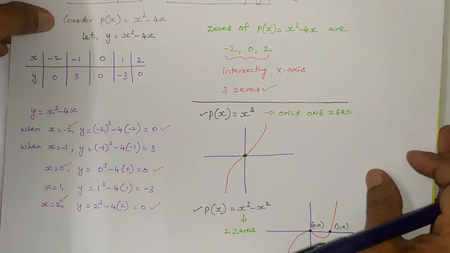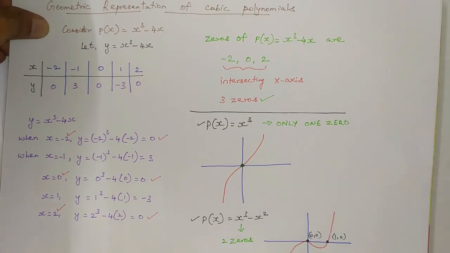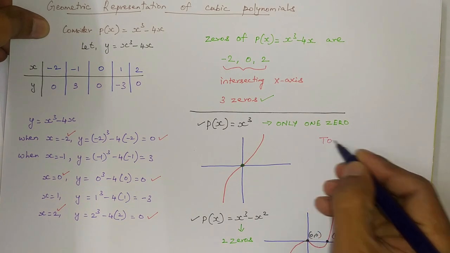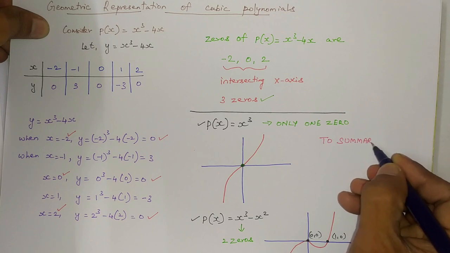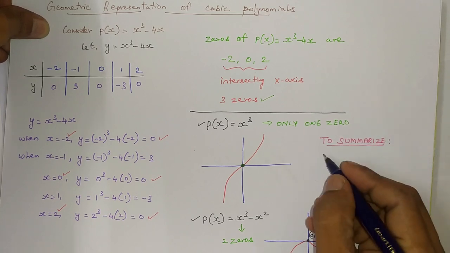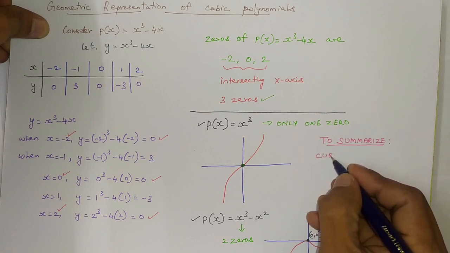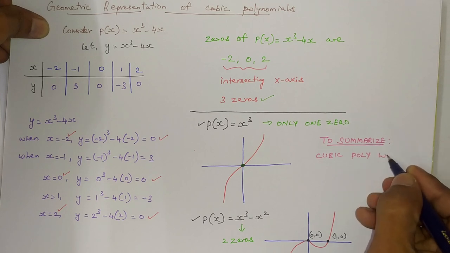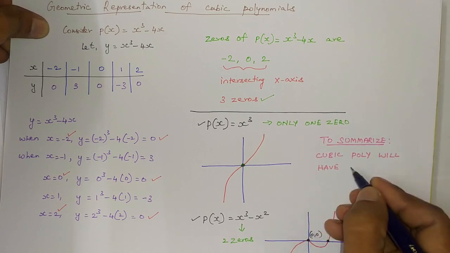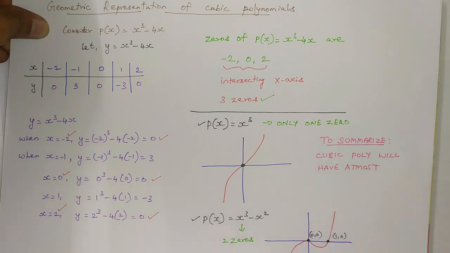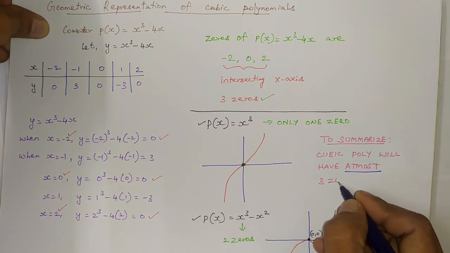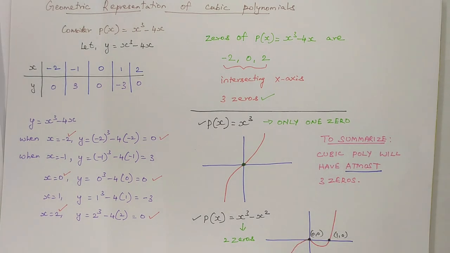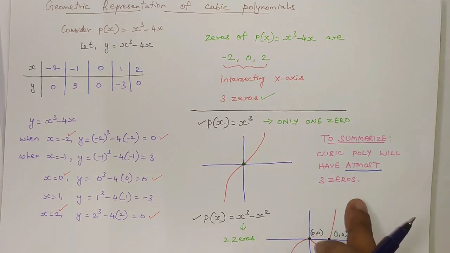Okay. So to summarize, a cubic polynomial will have at most, that is maximum, 3 zeros. That means it can have 1 zero, 2 zeros or 3 zeros, not more than 3. It cannot have more than 3 zeros. It can have at most 3 zeros. That is the maximum of 3 zeros, a cubic polynomial.